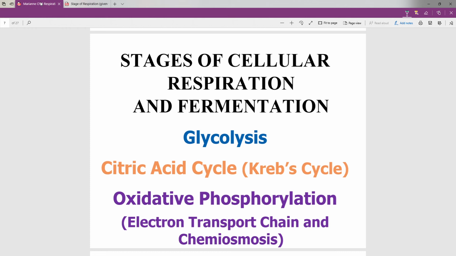And so we're going to talk about glycolysis as the first stage, the citric acid cycle, or you could call it the Krebs cycle, as the second stage, and the third stage is oxidative phosphorylation.